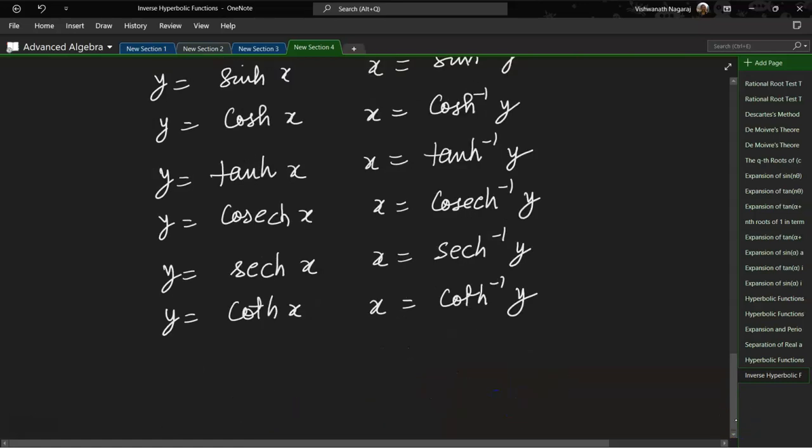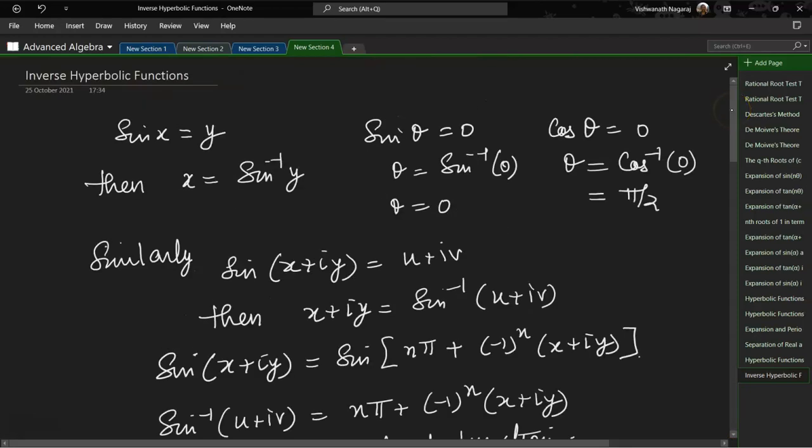Okay. So understand this, because as we go forward, we will look at some additional concepts, for example, expressing these in terms of logarithms.